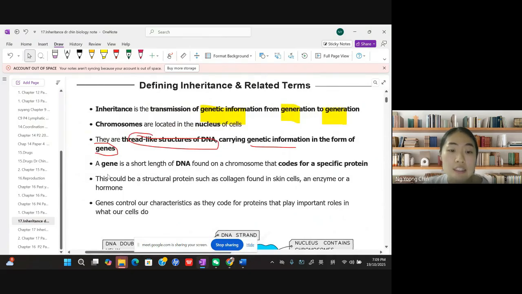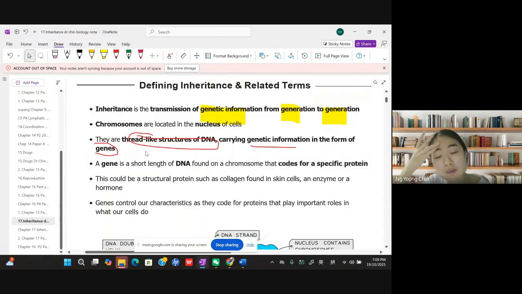So you can see that a gene refers to a short length of DNA found on the chromosomes. They code for specific proteins, because the genes contain specific information. That information will undergo transcription and translation later in order to become proteins, structural proteins. So you already know the difference between genes and DNA.